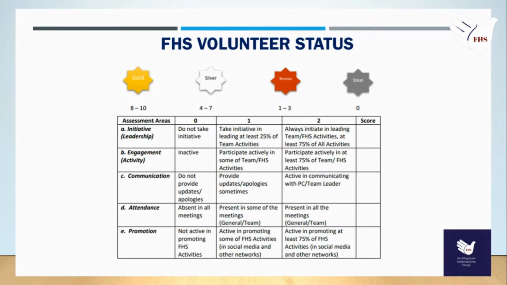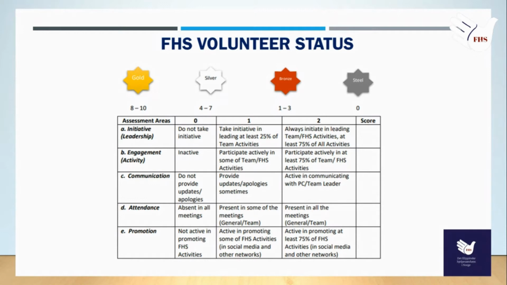Engagement, like we've said, is more of how you participate, how active you are in participating in activities. Like we've said, 75% or more, then you get 2 points. 35% to 74% will give you 1 point. And if you are not so active in participating in our activities, then you'll get 0 points.